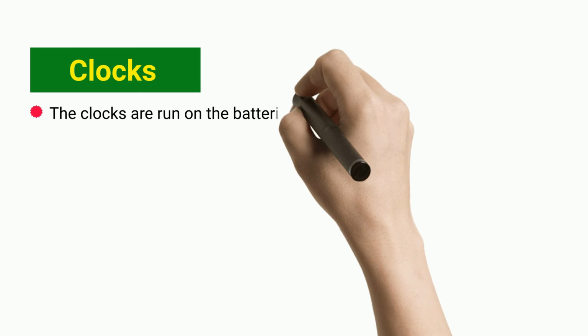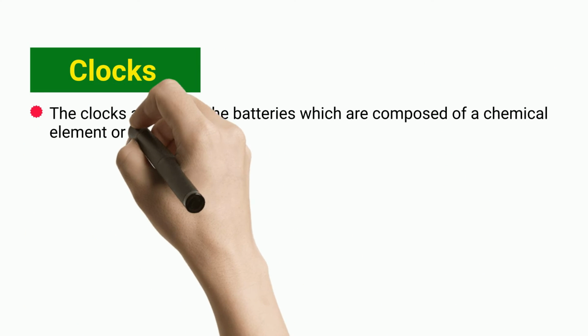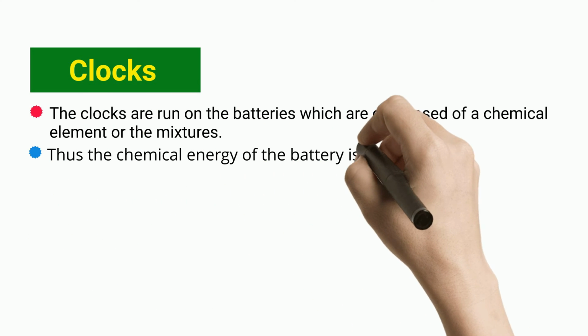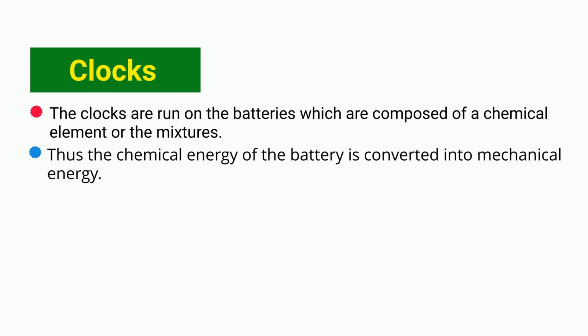Clocks. The clocks are run on the batteries, which are composed of a chemical element or the mixtures. Thus the chemical energy of the battery is converted into mechanical energy.